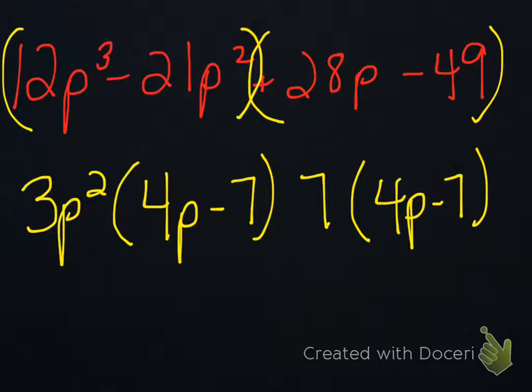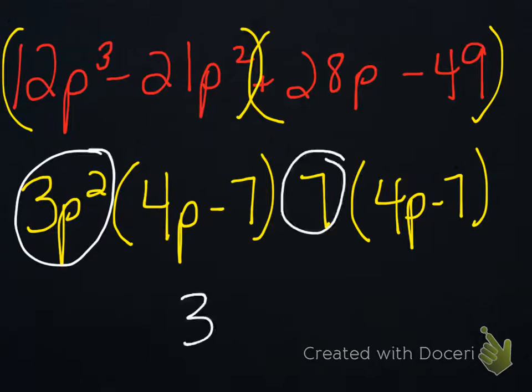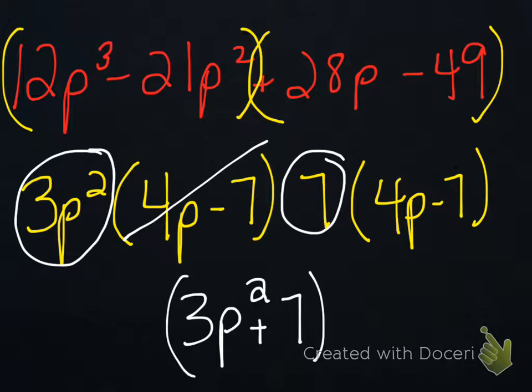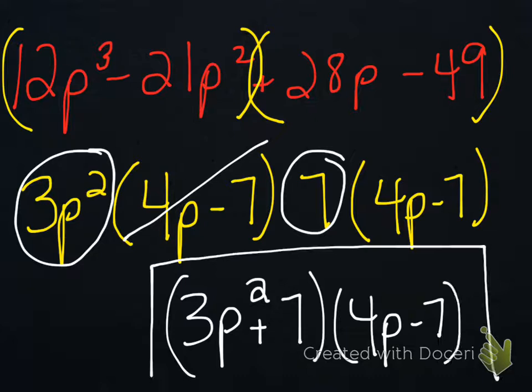When you factor out greatest common factors, you want to try to get 2 repeating factors so we can cancel one out. Take what is outside the parentheses, so that's 3p squared. We factor out a positive 7, so we're going 3p squared plus 7. We'll cancel out one of the repeating factors, and we'll just bring the remaining one down. And that's it.